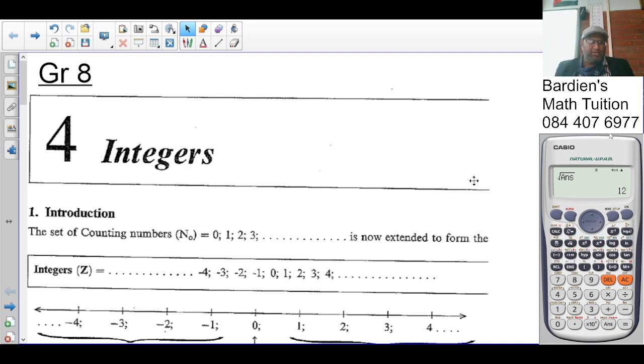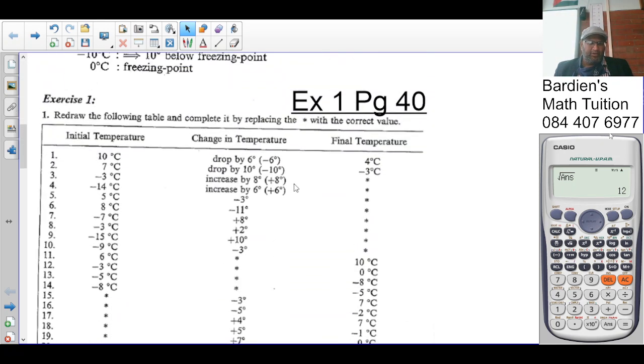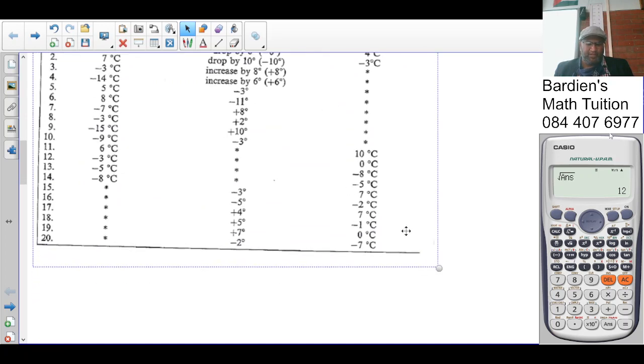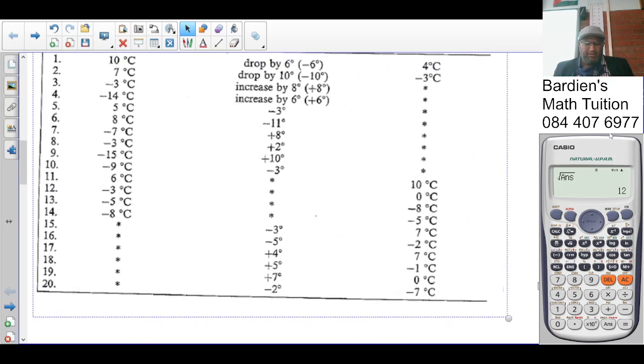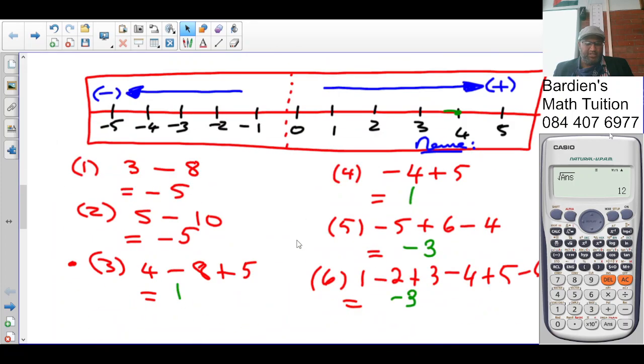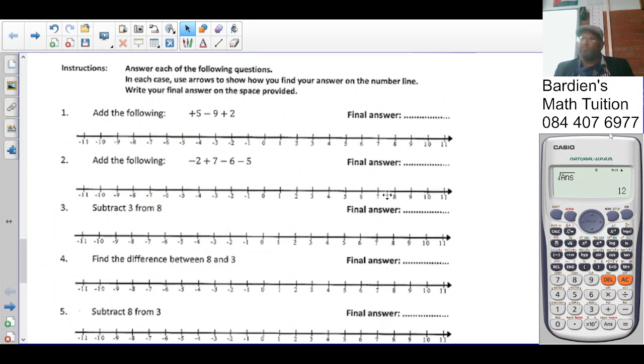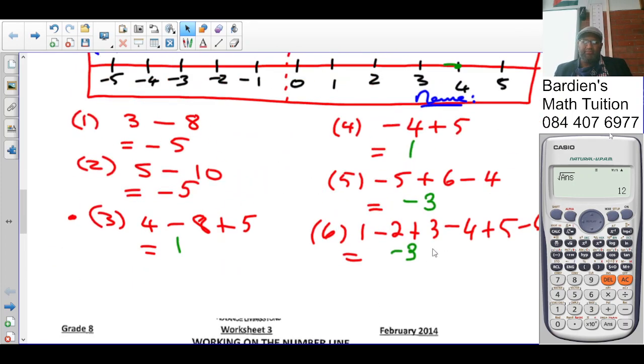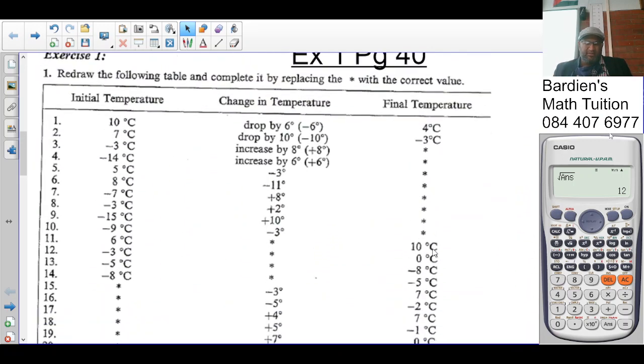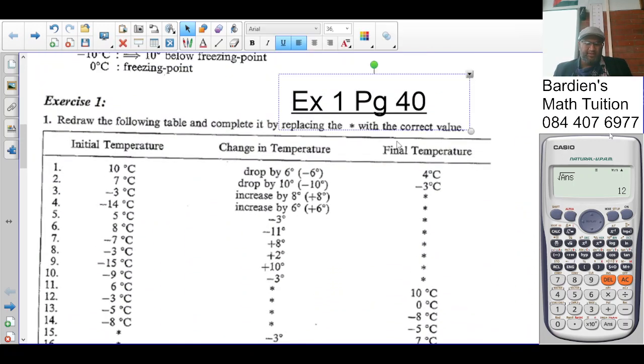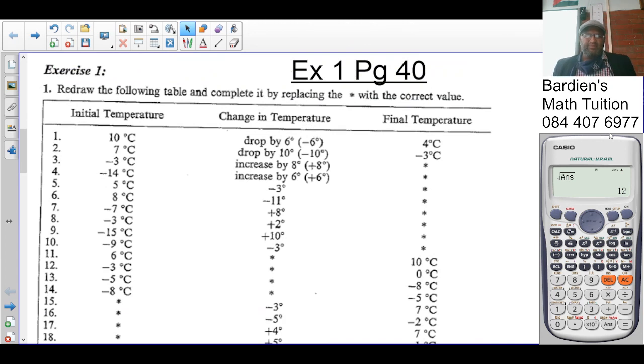So at this point we're looking at integers. You had a table that you needed to complete for today, correct? And along with that there was another worksheet that you needed to complete, which was your number line worksheet, okay? So, the first two sums were done for us.